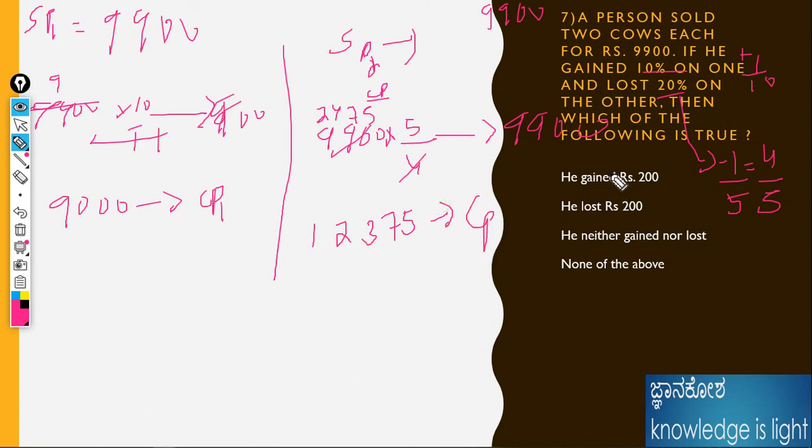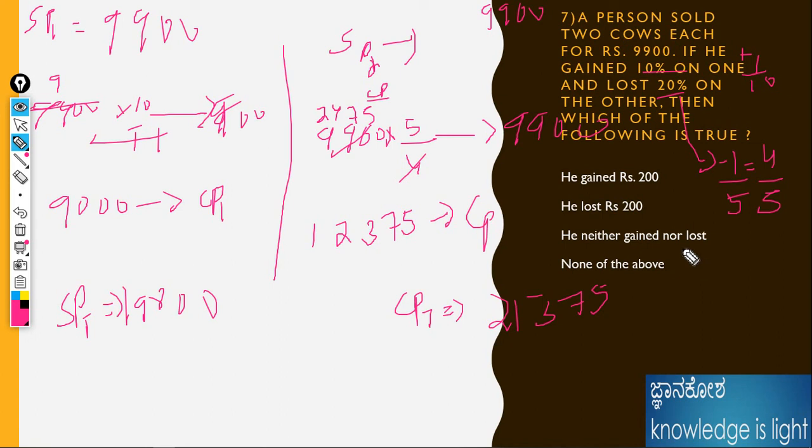Which one is the criterion here? Already we know the total. The SP total is 9,900 plus 9,900, which is 19,800. The CP total is 9,000 plus 12,375, so 21,375 is the total. Whatever the cost price is, the selling price is lesser, so this should be a loss only.